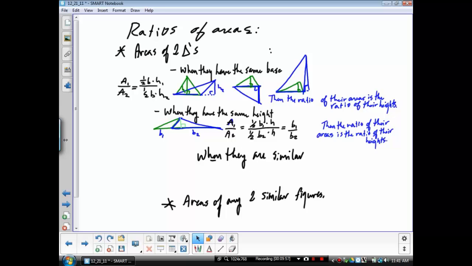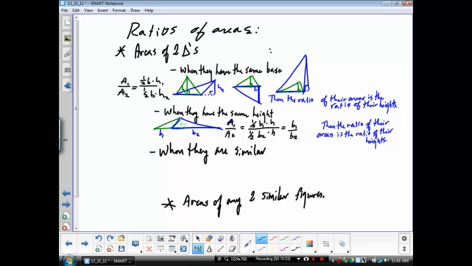When the two triangles are similar, then what happens is, in fact, the base to the height will be the same ratio. Base 1 to base 2 will be the same ratio as height 1 to height 2. If the two triangles are similar, then the ratio of any two corresponding parts will equal the scale factor. So that will equal our scale factor, which we'll call C.